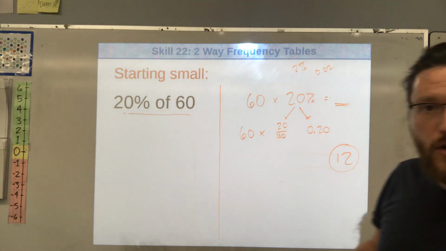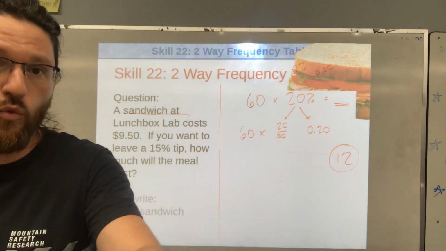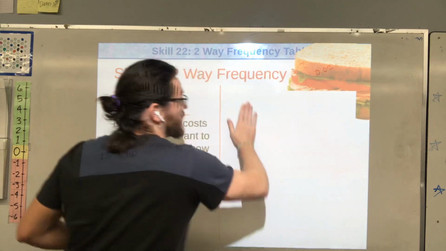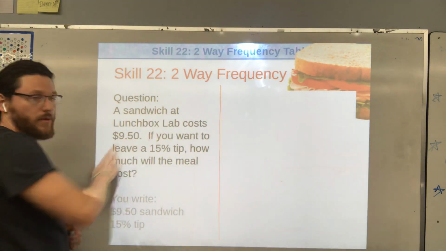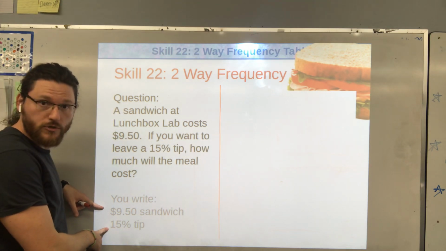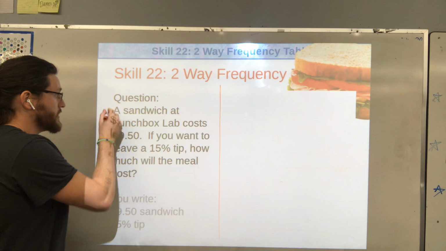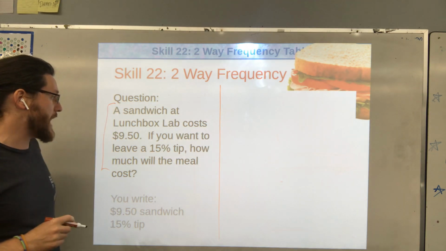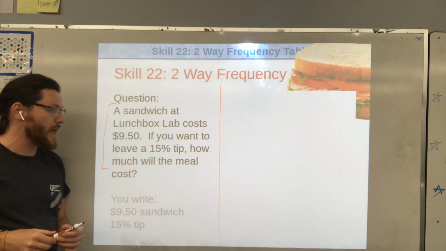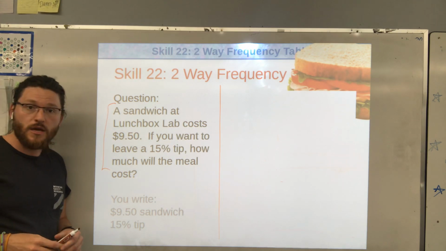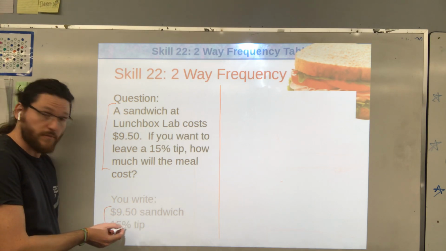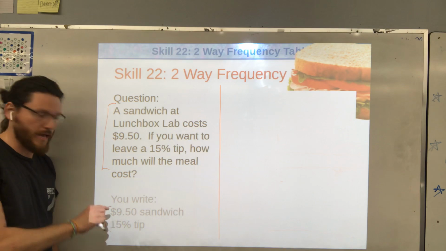Okay, so this is the only one that we're going to look at that doesn't have some sort of word problem connection. The next one I would like you to put in your boat books is a word problem. And I wrote a long version that we're going to talk about, and then I wrote a short version that I want you to add in your notes, okay? This one here, a sandwich at Lunchbox Lab costs $9.50. If you want to leave a 15% tip, how much will the meal cost? So what I need you to write in your notes, $9.50 sandwich, 15% tip. And we'll come back to that later.